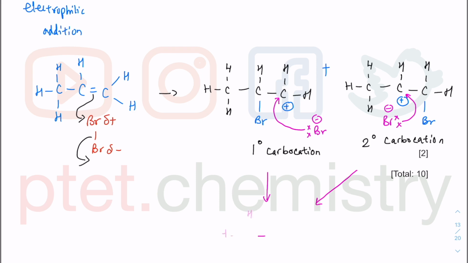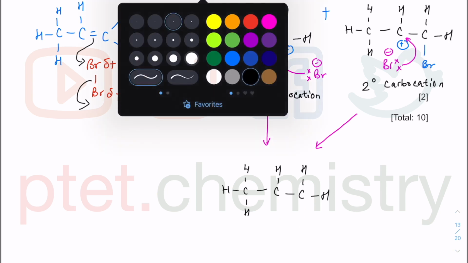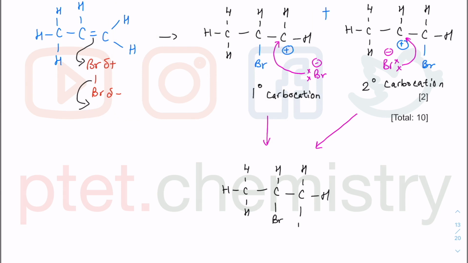Let me just copy paste what I did before. So that was what you got. And now I am just showing you the other Br adds there. But of course, the other Br could also add there. So, I better just use the same color so that you are not confused about what is happening. So you get the same product whether from this primary or secondary carbocation.